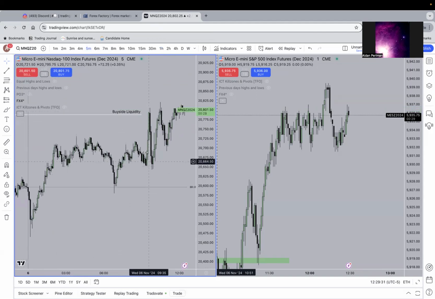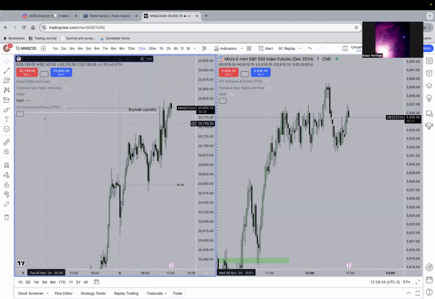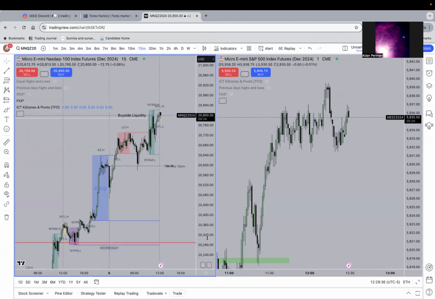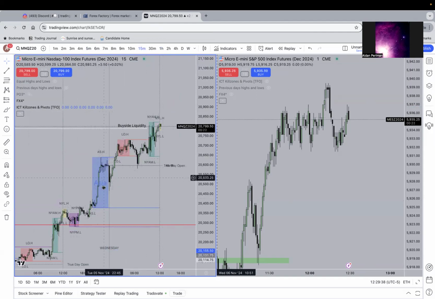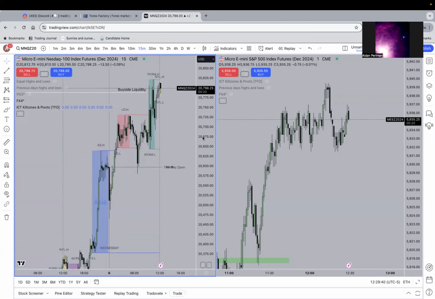It was a bullish daily profile because basically Asia actually had a pretty big range. That's probably why we had such a small range today.